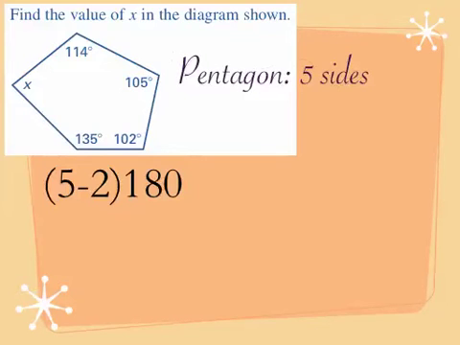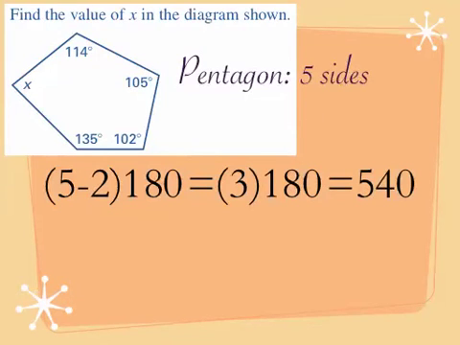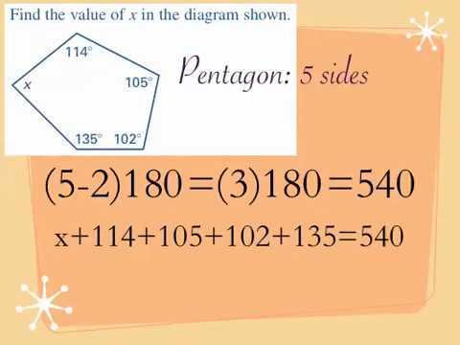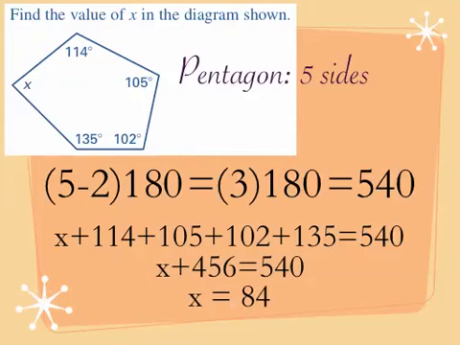Now, 5 minus 2 is 3, times 180, which gives you 540. Now, I can add all 5 of my angle measures together and set it equal to 540. So x plus 114 plus 105 plus 102 plus 135 equals 540. Add your whole numbers together. x plus 456 equals 540. Subtract 456 from both sides and you solve for x to be 84 degrees.